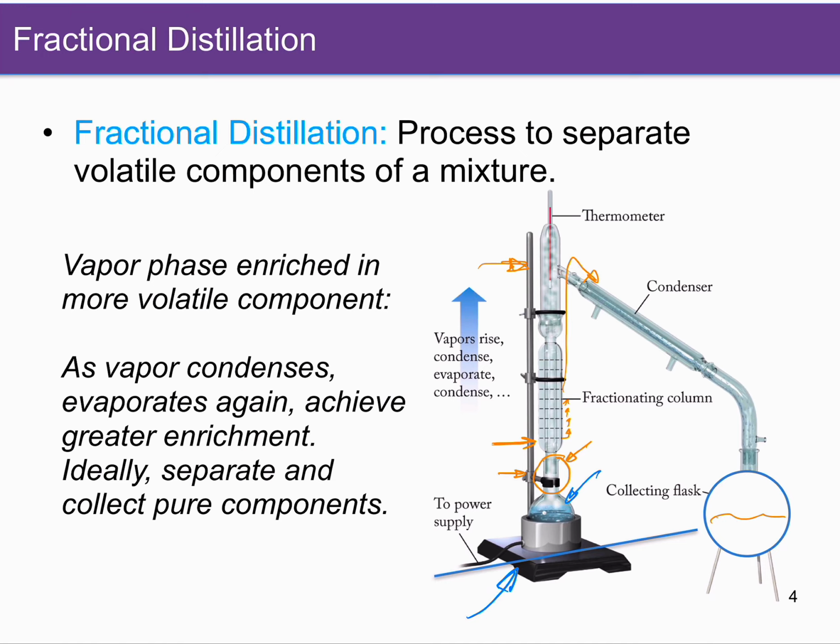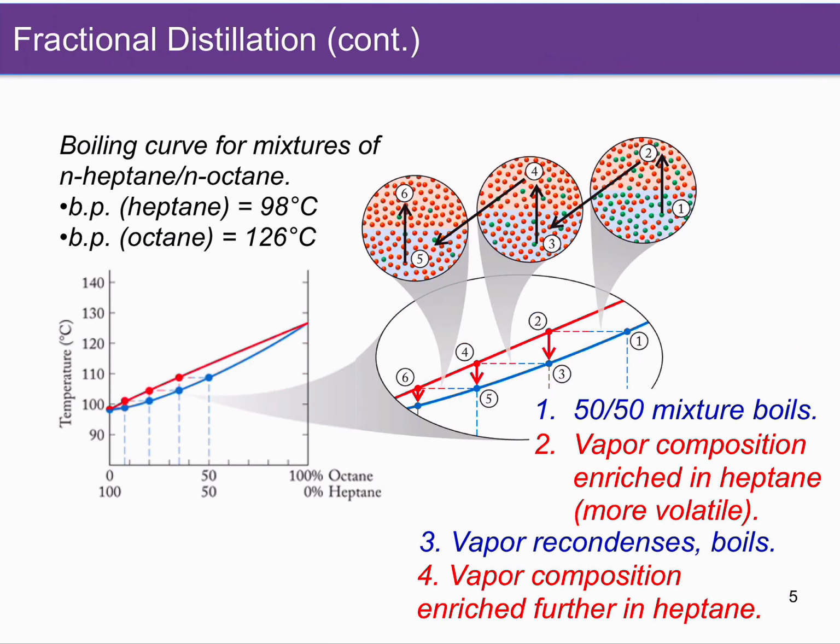So this is a way that we can separate different volatile components just based on the vapor pressure and their difference in boiling points. So, just another way to show how this works.